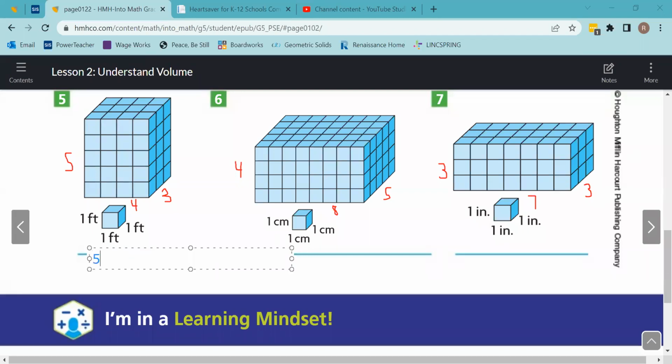Here we have 5 times 4 times 3. 5 times 4 is 20. 20 times 3 gives me 60. And then it's cubic feet, or feet with a little 3 on it.